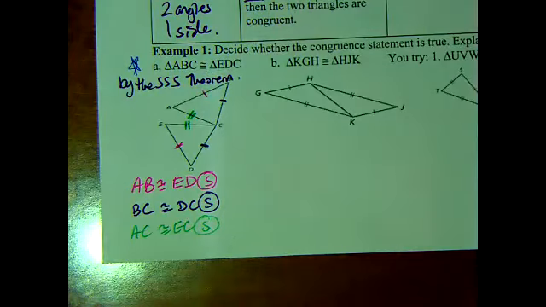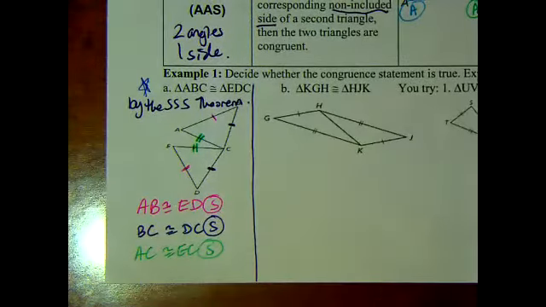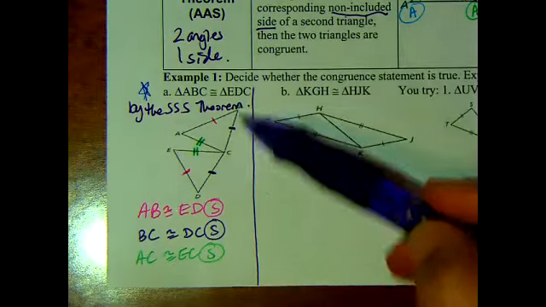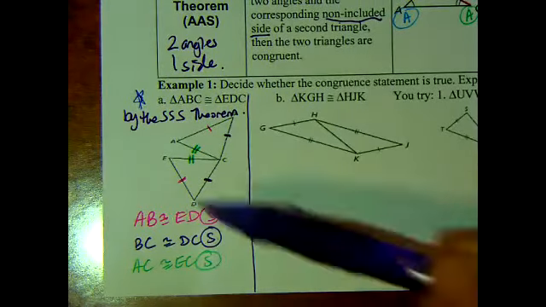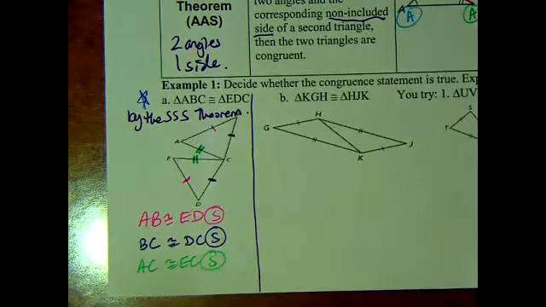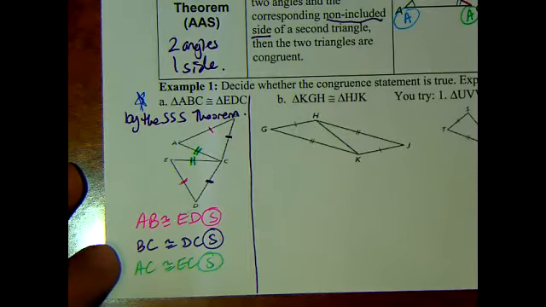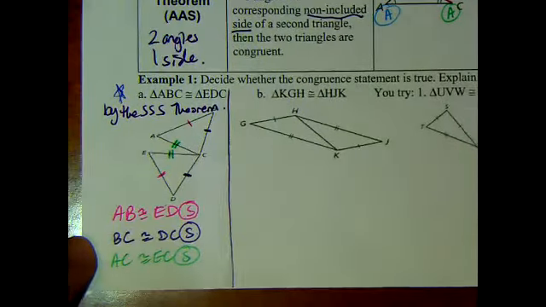I know it's a tight space, guys, I'm sorry. Okay, by the side, side, side theorem. Because I have a congruent pair of sides, I was told. I have another congruent pair of sides, I was told. I have a congruent pair of sides, I was also told that. Okay. Let's take a look at B.